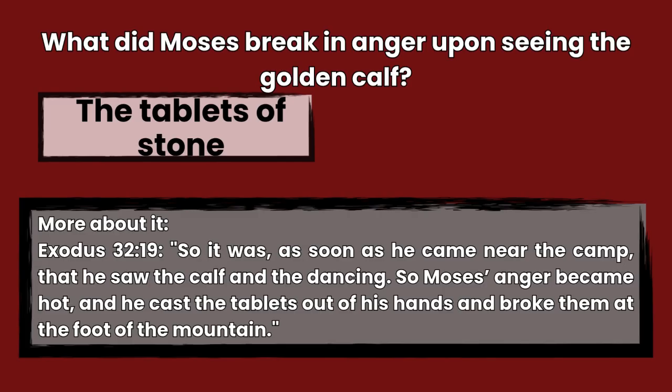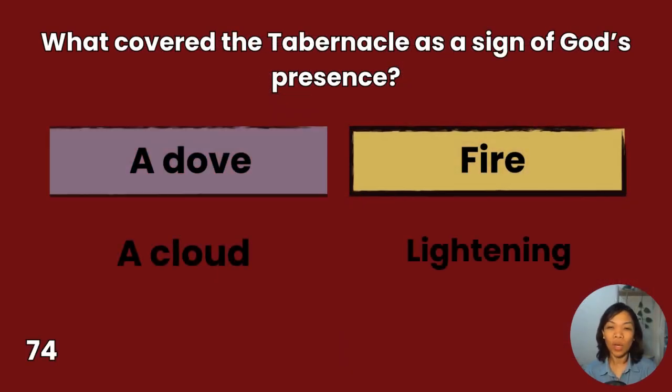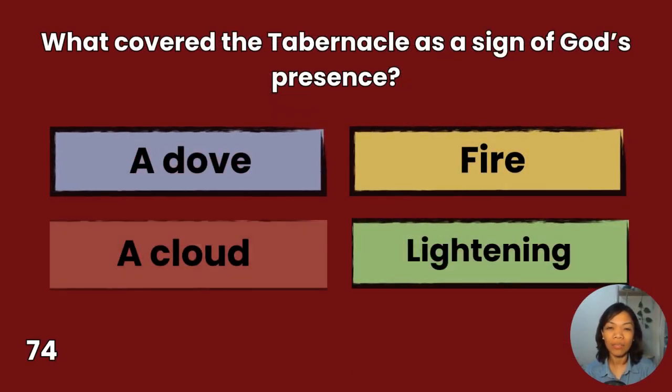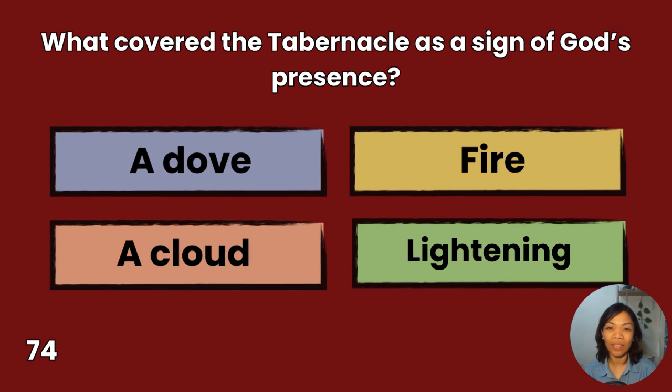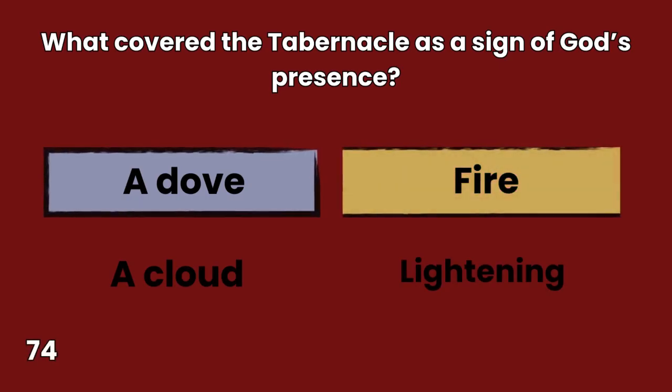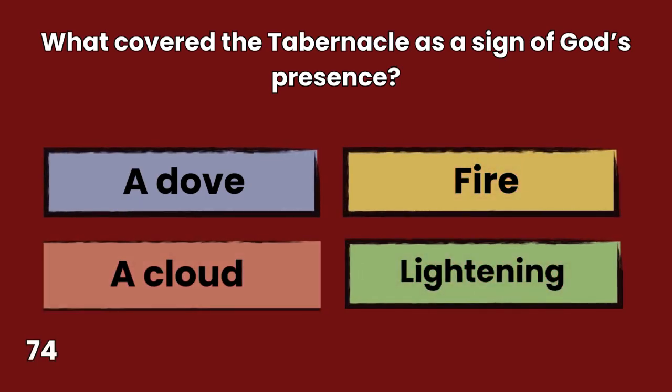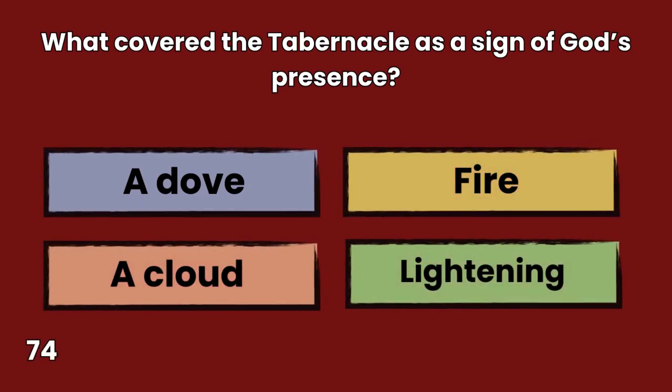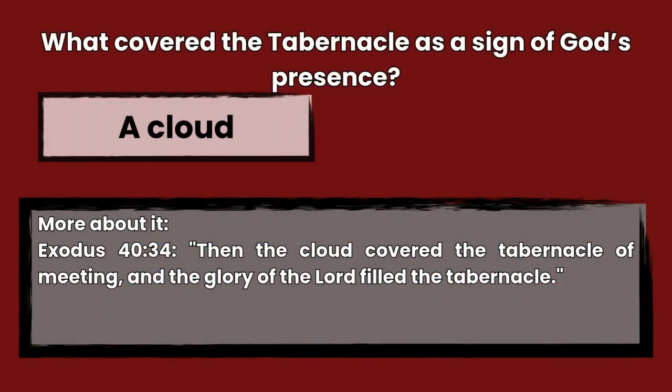74. What covered the tabernacle as a sign of God's presence? A dove, a cloud, fire, lightning. You have 10 seconds to answer. The answer is a cloud, Exodus 40:34. Then the cloud covered the tabernacle of meeting, and the glory of the Lord filled the tabernacle.